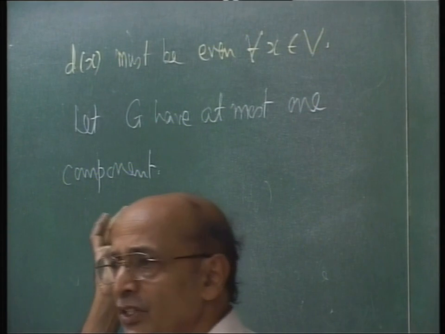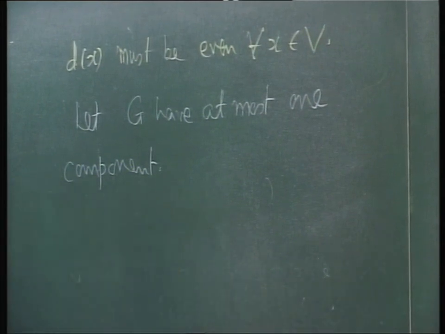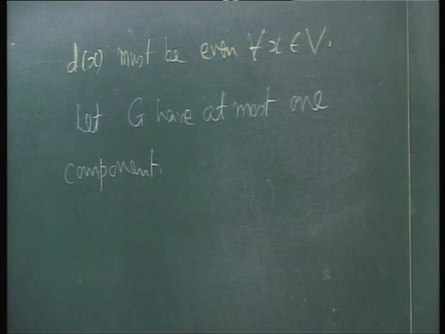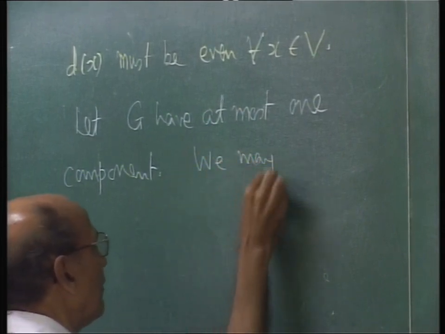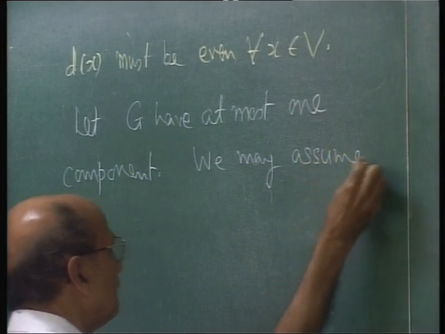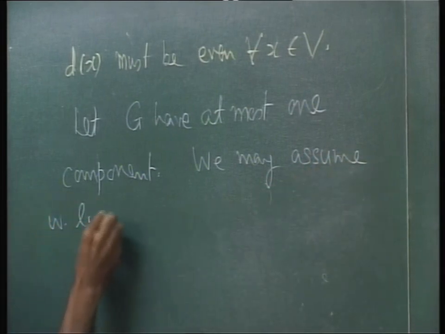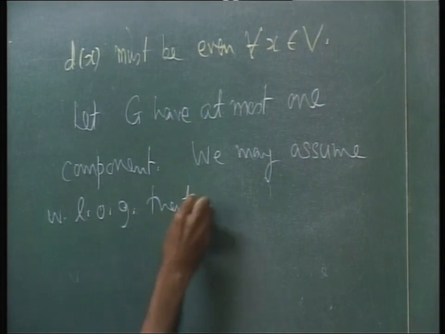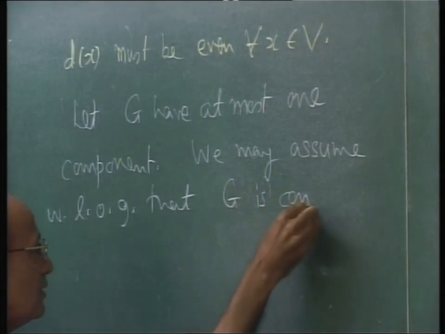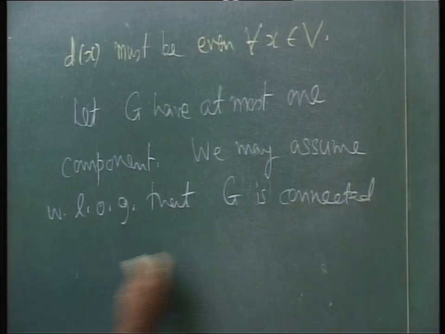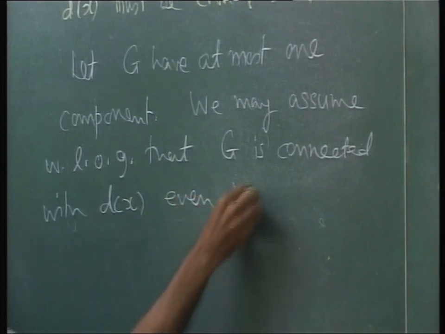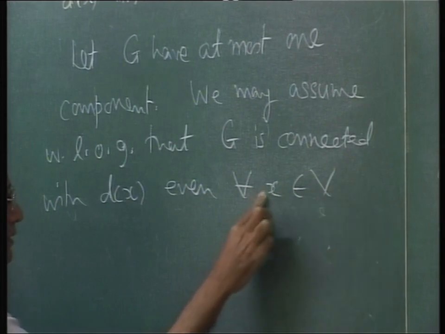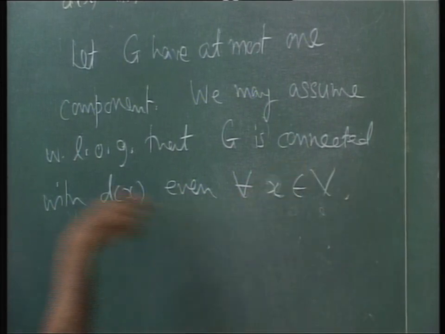Is it okay without loss of generality? We can assume that G itself is connected, because those isolated vertices don't really matter. G is connected with d of x even for all the vertices.